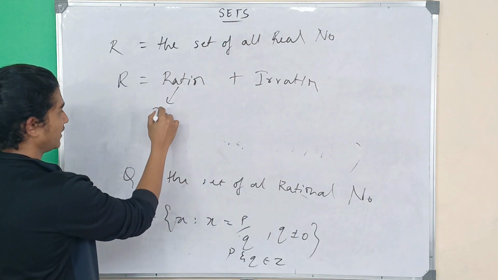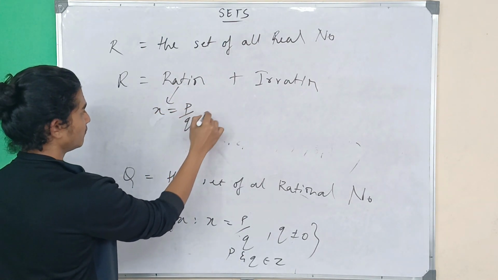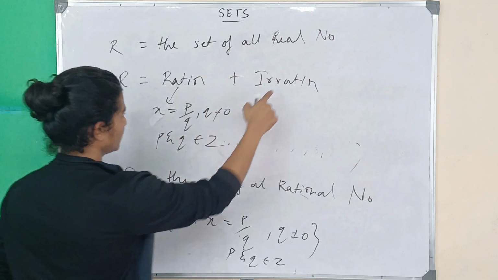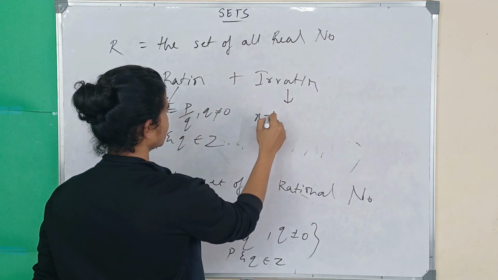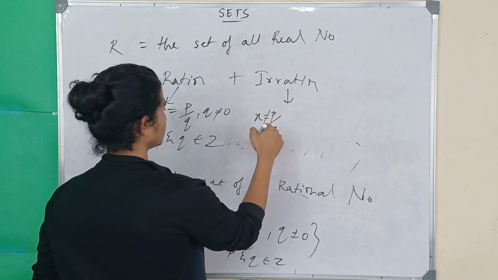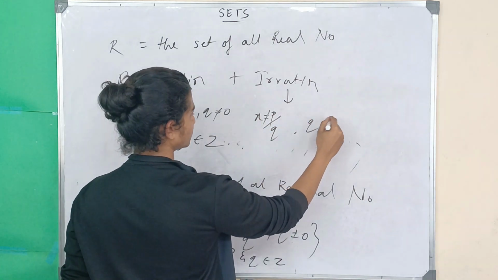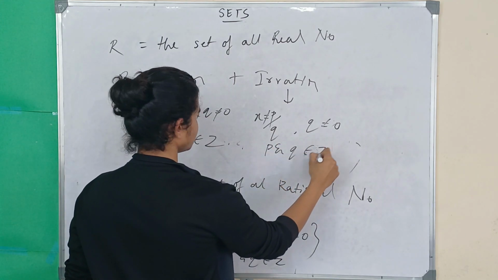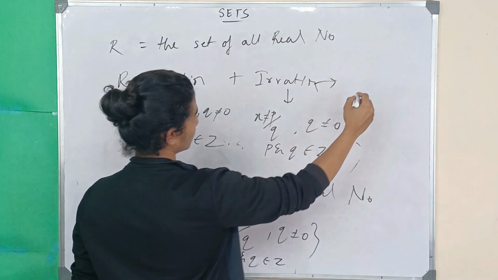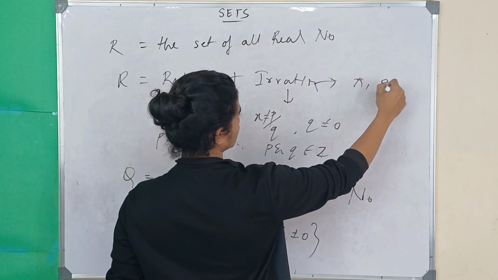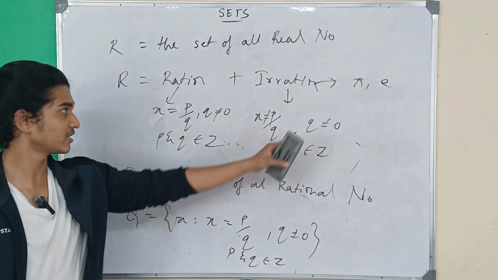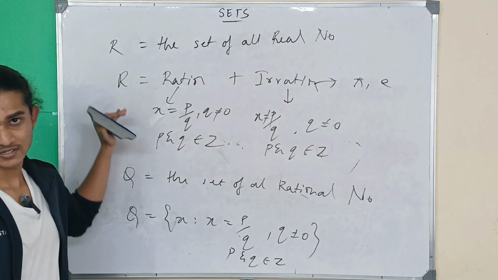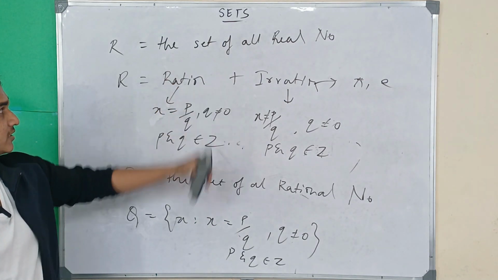So in this, x can be written in the form of p by q, where q is not equal to 0, and p and q belong to integers. Whereas in this case, you can't represent x in the form of p by q. For example, you guys probably know pi, the exponential value, and so on. So these are irrational numbers and these are rational numbers, and if you combine them, you get real numbers as your huge set. So this was the set of all real numbers.